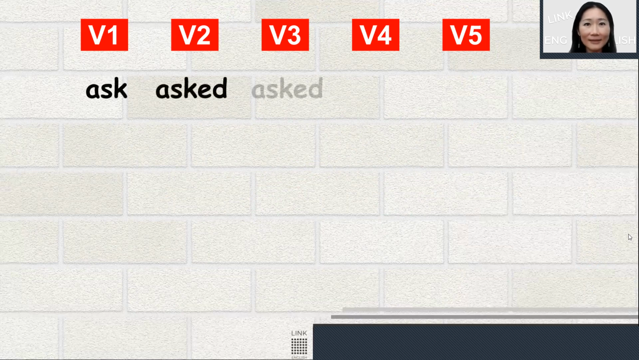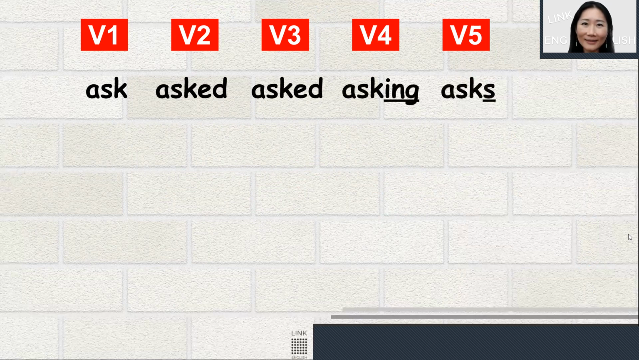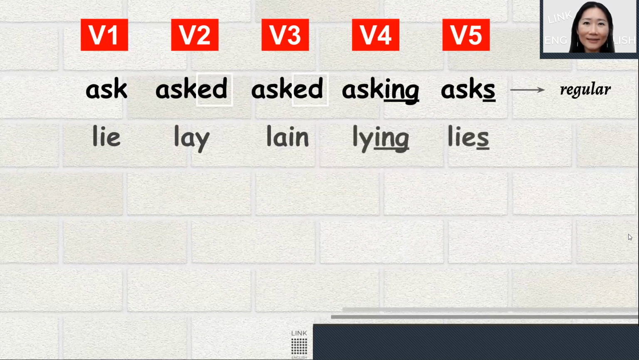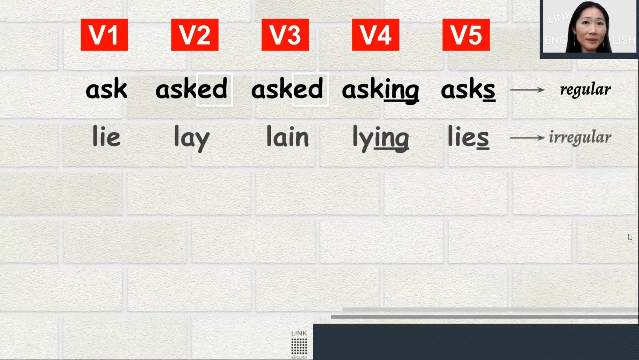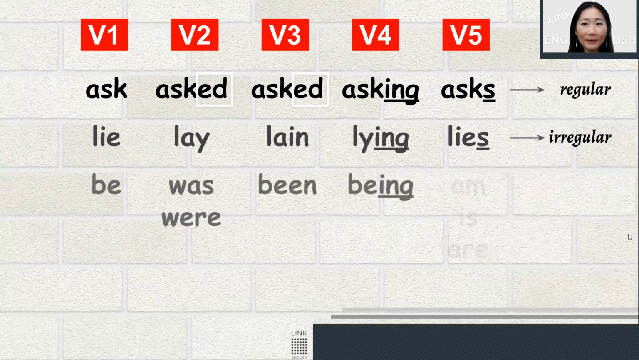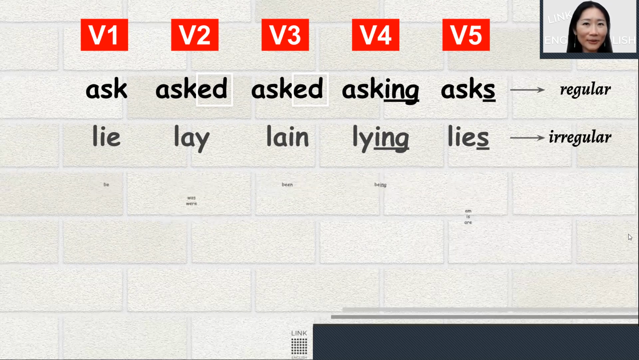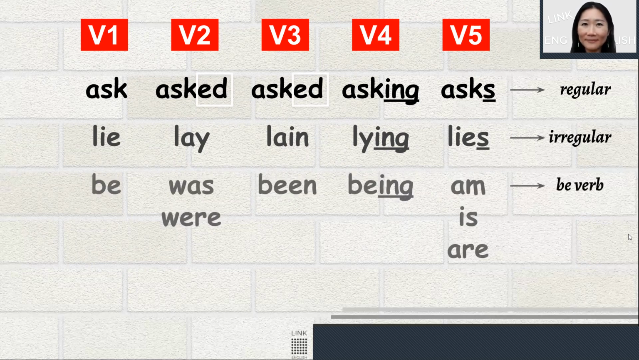Ask, asked, asked, asking, asks. You can see V2 and V3 are the same with ed ending, and we call them regular forms. Lie, lay, lain, lying, lies. All of them are different. And if V2 and V3 forms are different, they're called irregular forms. Be, was, were, been, being, am, is, are. Also very different. They are be verbs.